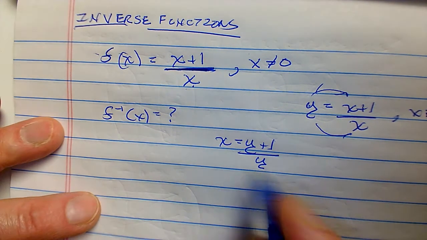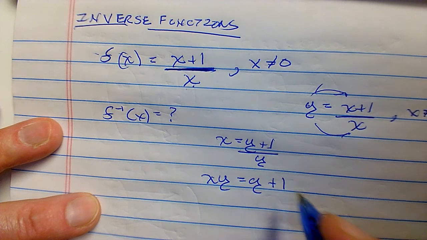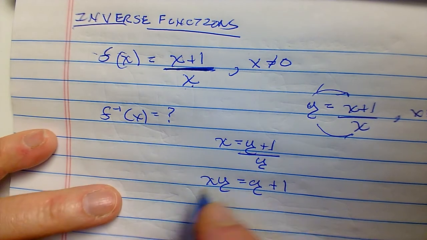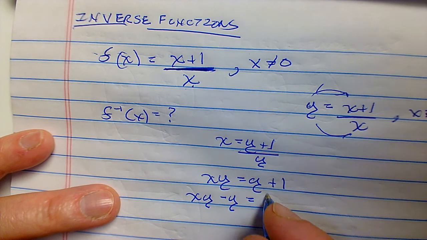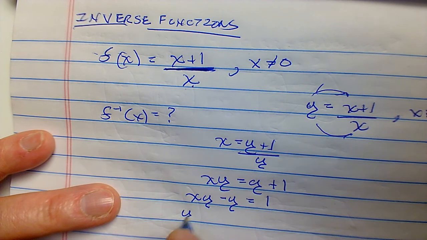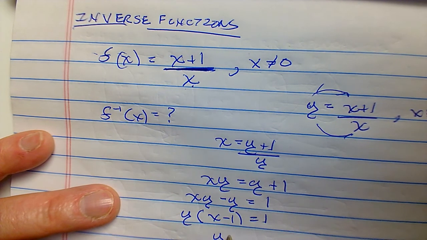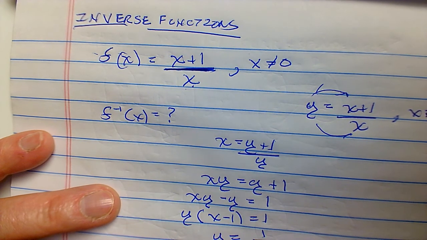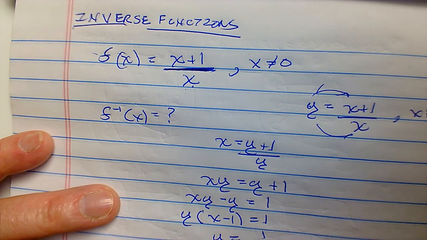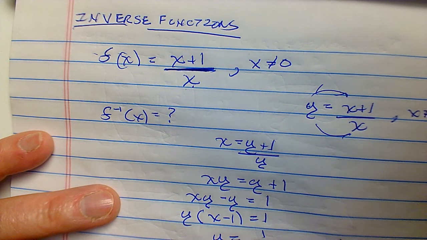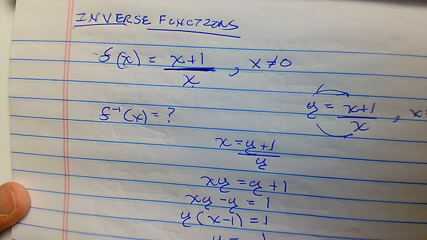Well, now we want to solve this for y. I can multiply both sides by y and get xy is equal to y plus 1. I could subtract y from both sides, and then I can factor out a y to get a y all by itself. And then I could make y equal to 1 over x minus 1. Now this isn't going to work if x is a positive 1, so I'm going to have to restrict the domain here to being not 1.